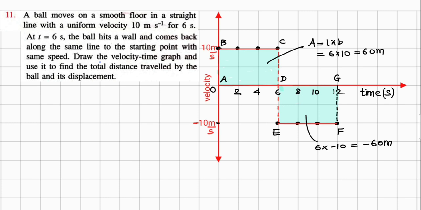So the total distance traveled will be 60 plus 60. Distance is never negative if you remember the theory part. So answer will be 120 meters. But what about the displacement? That will be 60 minus 60 and that's 0.